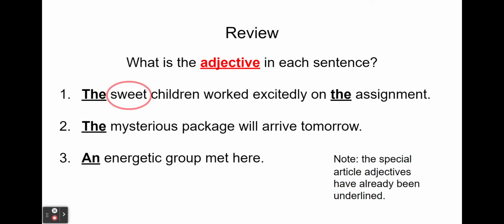Did you find it? Sweet. Sweet describes children. What kind of children? Sweet children. Number two, the mysterious package will arrive tomorrow. Can you find the adjective? Look for a word describing a noun. Do you think you found it? Mysterious. Mysterious describes package. What kind of package? Mysterious package. All right, number three, an energetic group met here.